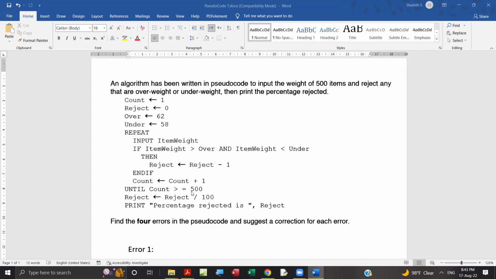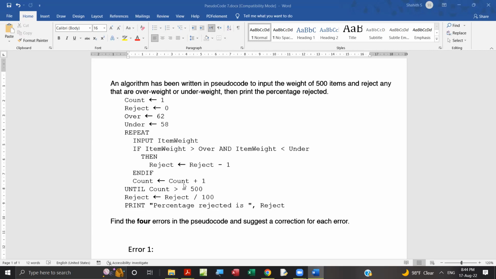Until count greater than or equal to 500. So here, count is initialized to 1. If it is 1, then we can input the first item weight. Then 1 increments to 2. So the condition check, until, for 2 should be false. Then only it will repeat. That is repeat until. So if this is 2, we can input the second weight.